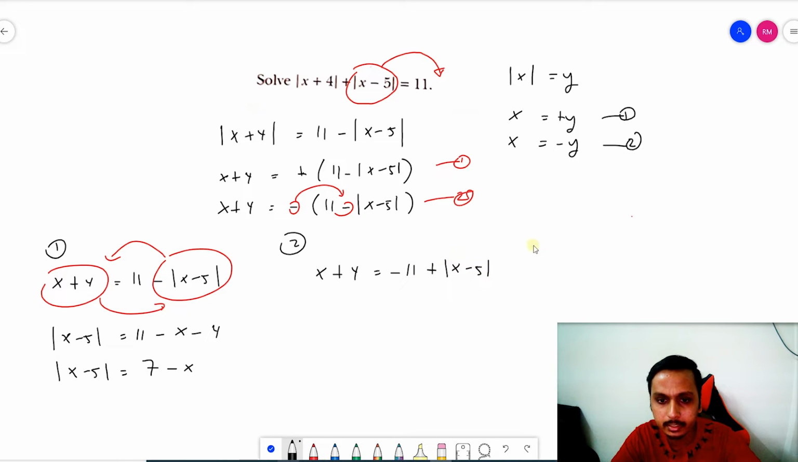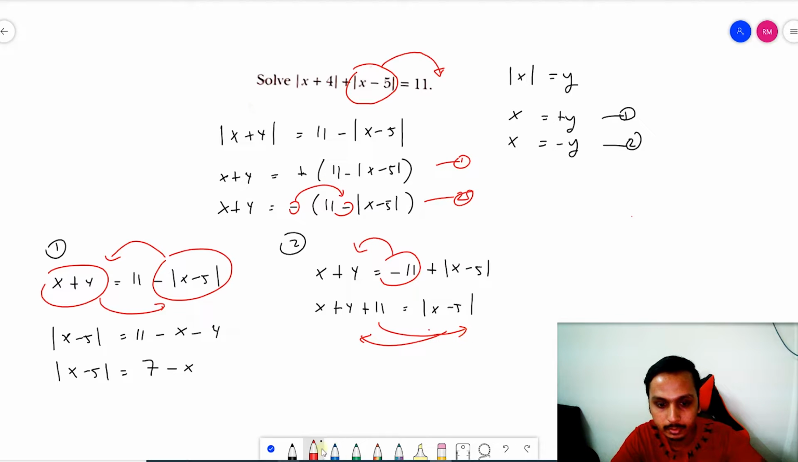So the same thing again, this time I don't need to move x minus 5 to the left hand side as it is already positive. So I can simply move this negative 11 to the right hand side. So x plus 4 plus 11 equals modulus x minus 5. So what I can do is simply switch places without changing any sign. Alright, so just swap the positions. So x minus 5 will go to the left hand side, everything else will go to the right hand side. We don't need to change any sign by doing this.